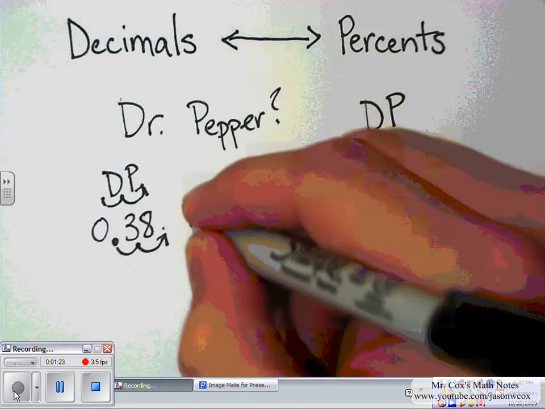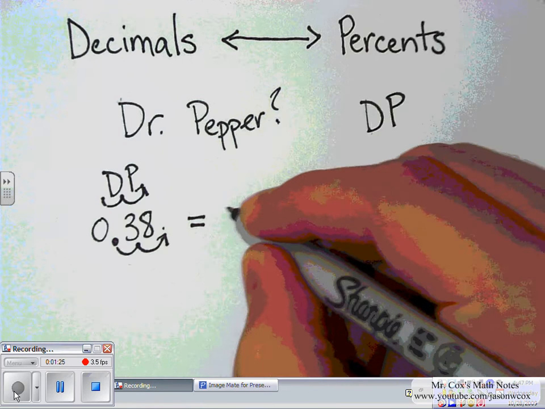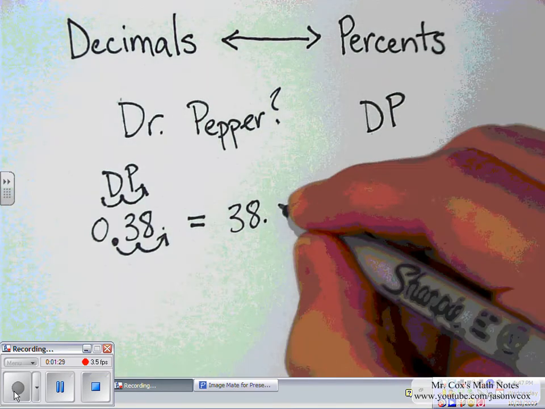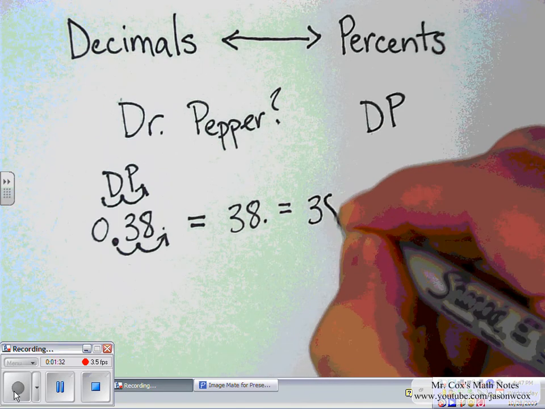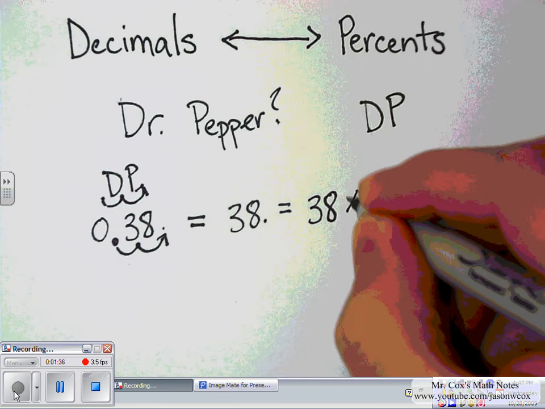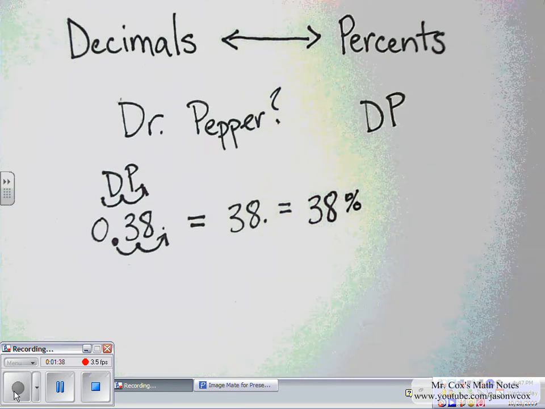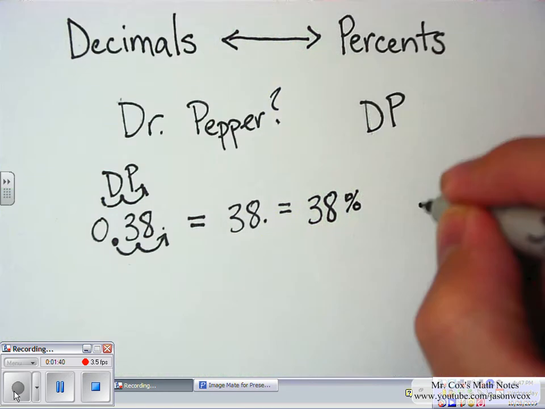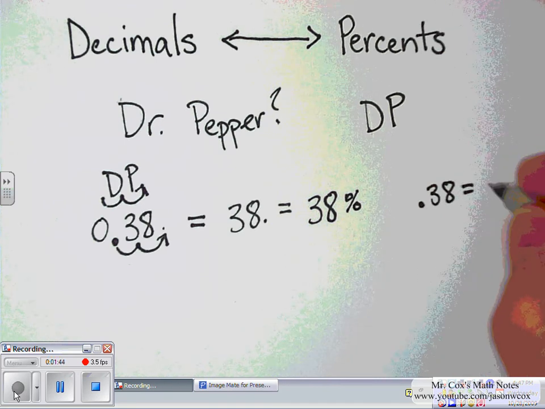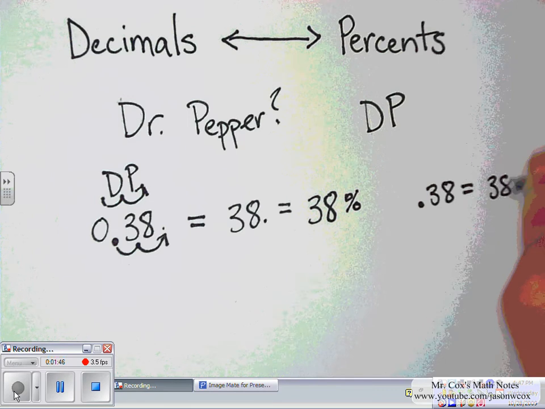So if we rewrote it, 38 hundredths would be 38 with a decimal, and I don't really need that decimal, so I can just rewrite that as just a whole number 38. Now, you add the percent sign. So, 38 hundredths is equivalent to 38%.